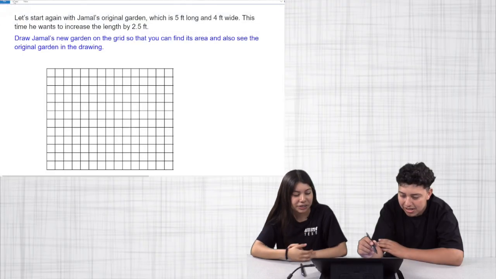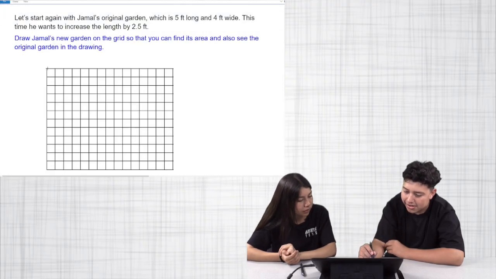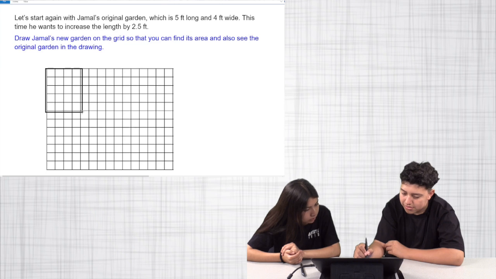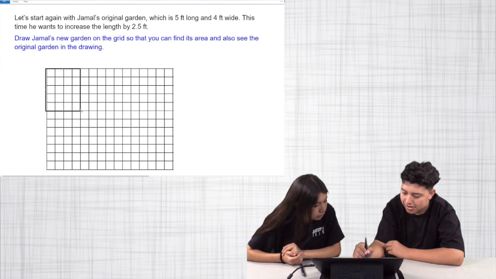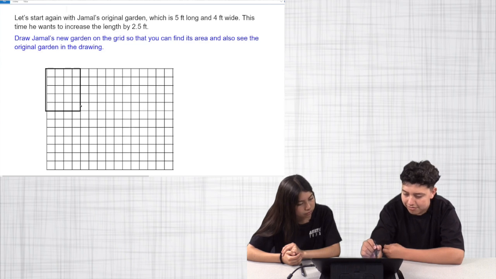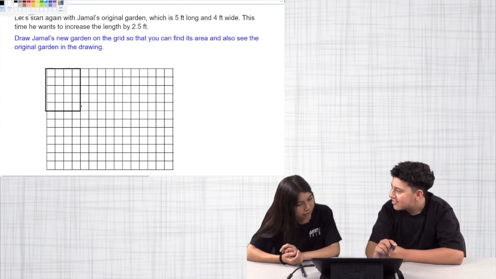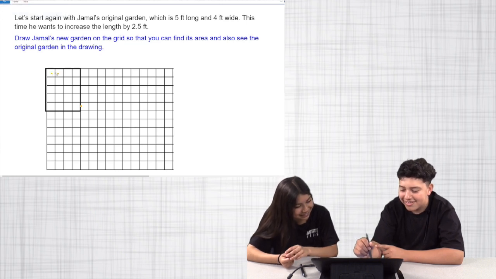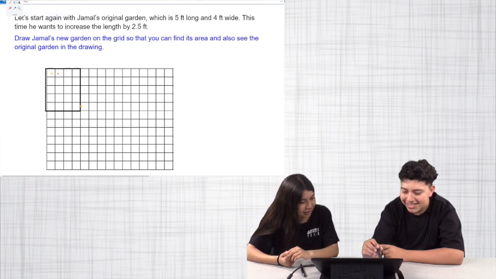I think the original garden first. Yeah. 5 feet and 4 feet wide. Right there, huh? Whatever. Yeah. Like that. Alright. What color? Orange? Yeah. This one right here. Red.